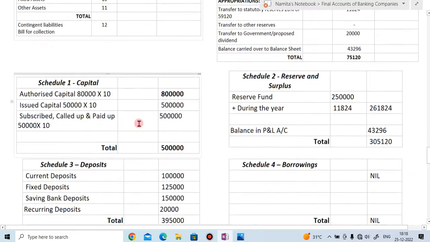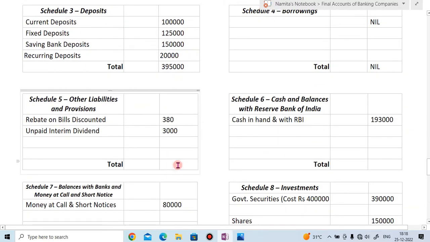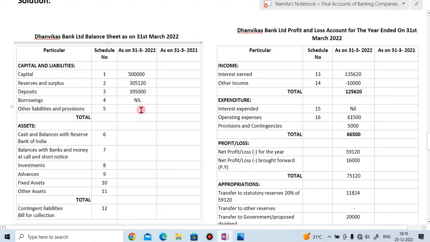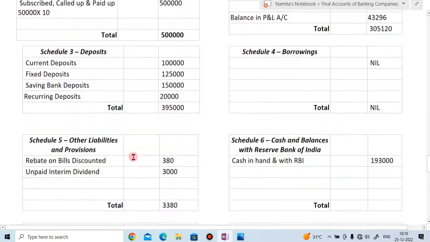Then schedule number 5, close schedule number 5. The total of schedule number 5 is 3,380. Now add the liabilities and write in the total. So total will be 12,03,500. Okay, total of liability is 12,03,500.